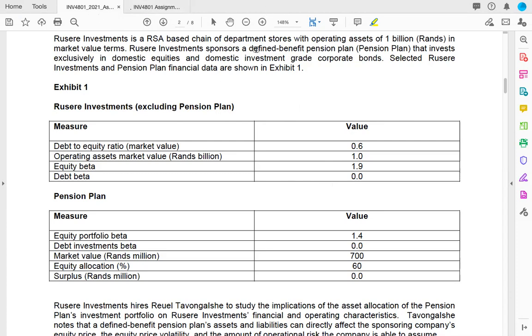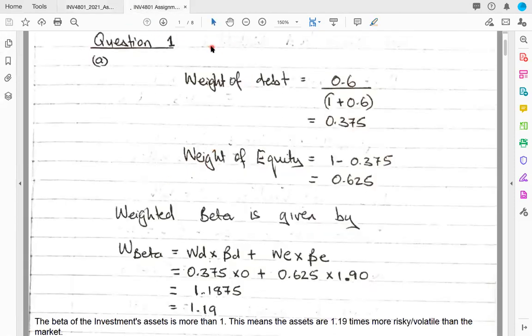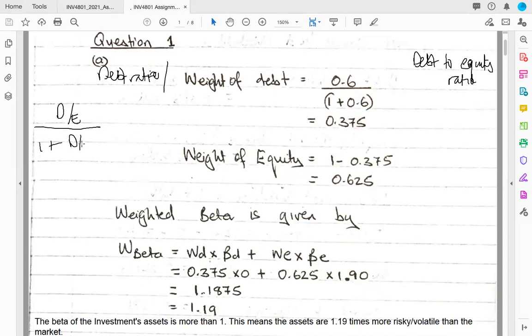So to determine the weight of debt and the corresponding weight of equity, we can use the debt to equity ratio. And there's a formula that says if you want to get the weight of debt, which is also known as the debt ratio, from the debt to equity ratio, you simply take your debt to equity over 1 plus your debt to equity.